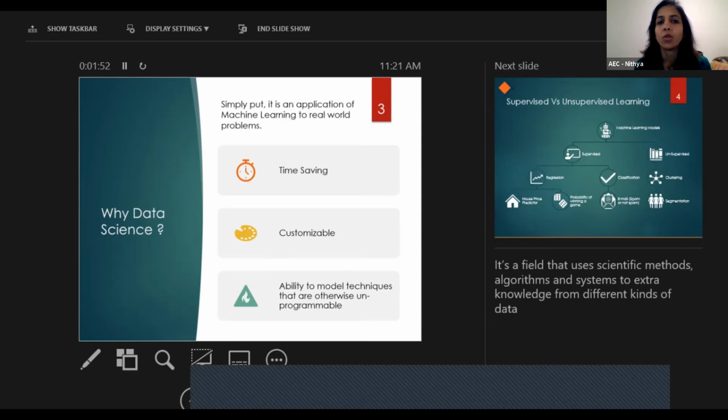Why data science? Otherwise, if you have to do it programmatically, it's time consuming, but with data science it's more time saving. What does time saving mean? Let's say you're given the task of correcting grammar errors and spelling mistakes in a particular language, say English, and I ask you to write a program. If I give you a sentence, it should correct all the spelling errors in that sentence.